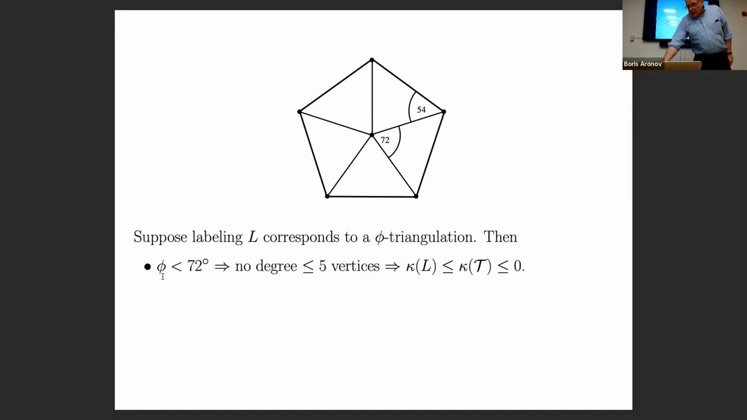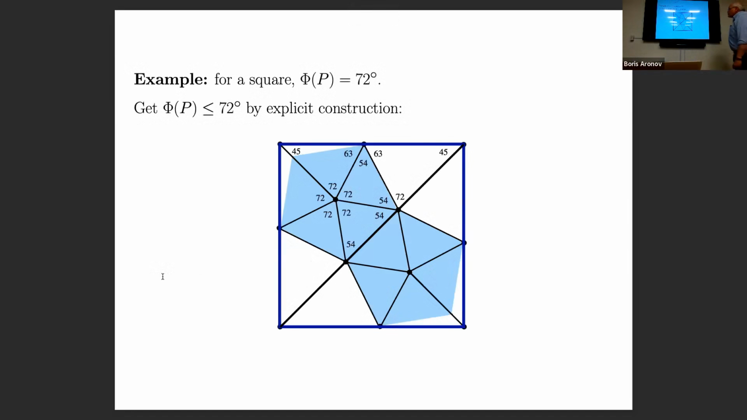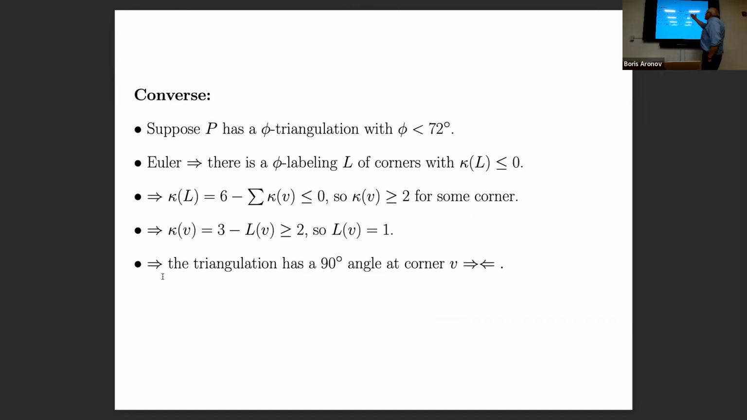And if you follow this logic further, you can prove that this is optimal for the square. I showed you this 72-degree thing before, and I said we would prove it, that you can't do any better. Suppose we could do better. Suppose that there existed a triangulation with angles strictly less than 72. Then there are no interior vertices of degree 5.